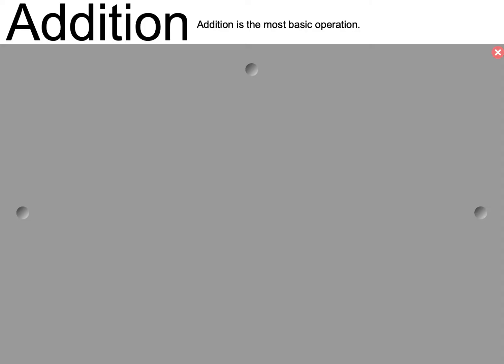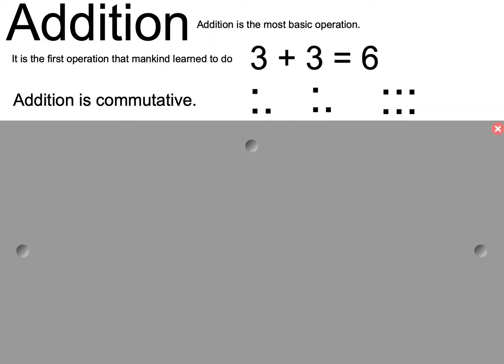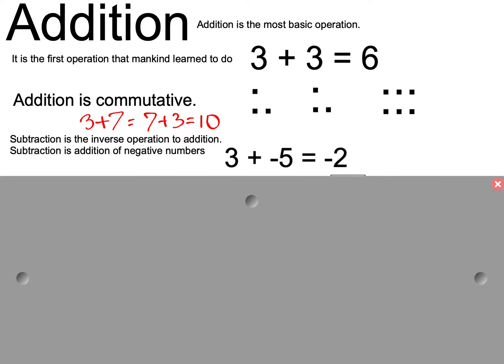First, understanding where all of these operations come from. Addition is the most basic operation we have. It's the first operation that mankind learned how to do. Basically, it's co-counting. You'd count two different sets and then you could add them together instead of counting the full set. Another thing about addition is that it's commutative, which means you can do it in either order. 3 plus 7 is the same as 7 plus 3. They both equal 10. It's also associative, but we're not going to talk about that much here.